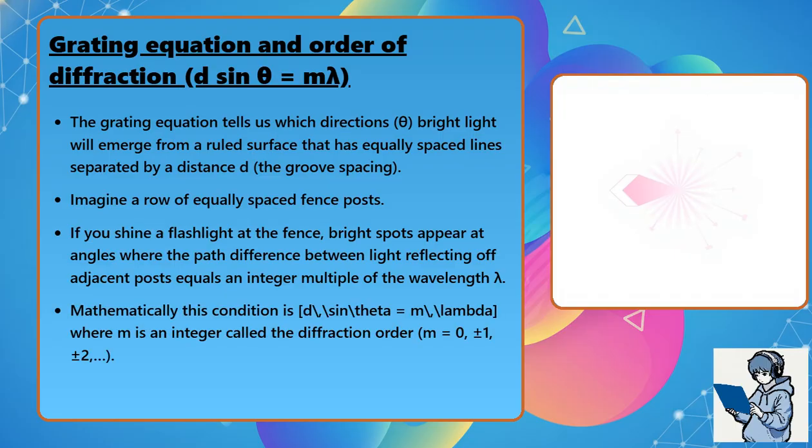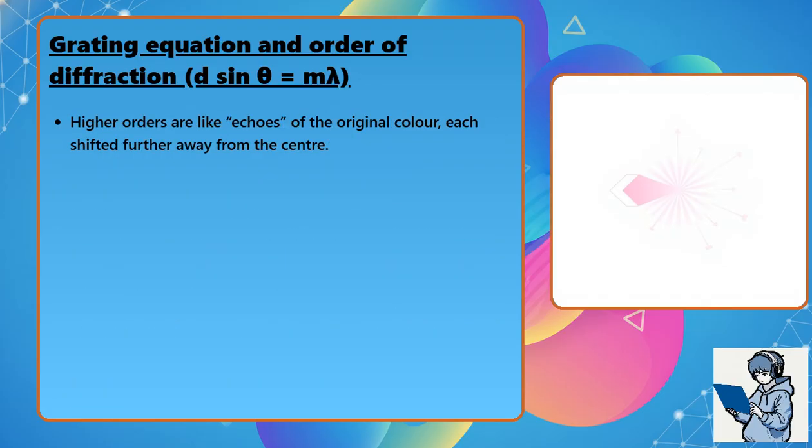Mathematically, this condition is d sine theta equals m lambda, where m is an integer called the diffraction order. M equals 0, plus or minus 1, plus or minus 2, and so on. The zero order, m equals 0, is simply the straight-through or specular beam. Higher orders are like echoes of the original color, each shifted further away from the center.